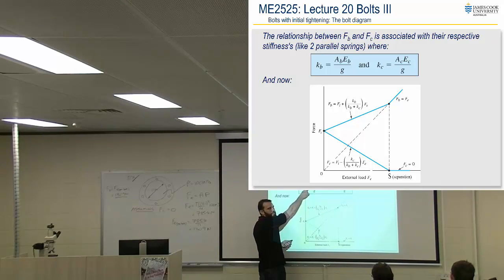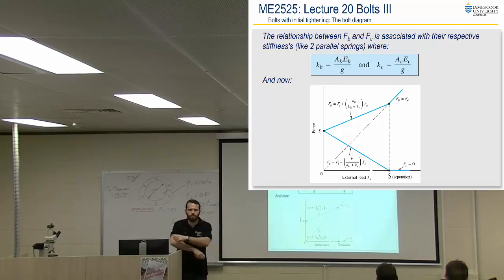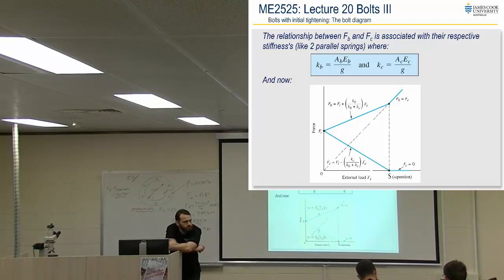AB, area of the bolt. Everyone know where to find that? Yeah, it's in the table. You've got it. EB, Young's modulus. What's the Young's modulus of steel? Gigapascals? Yeah, about 207 gigapascals.